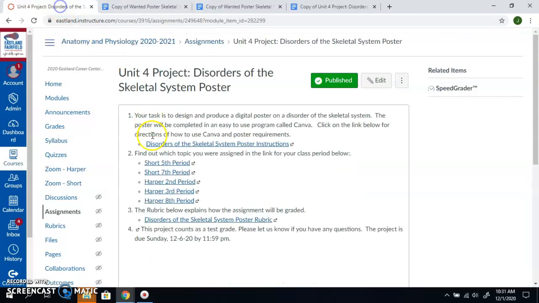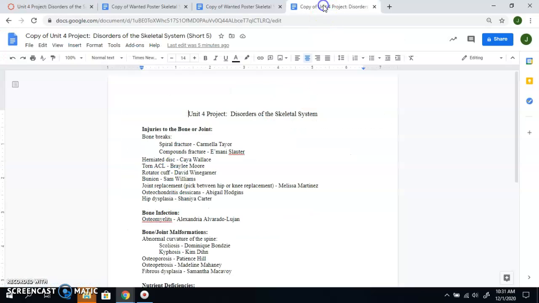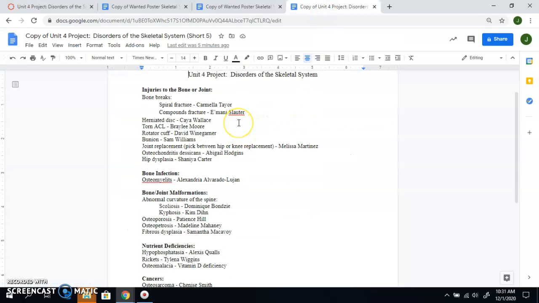And then again, if you were to go back here and click on your class period between Mr. Harper and myself, you would find a list like this. This happens to be my 5th period class right here. So you would see that students might have spiral fractures or compound fractures or osteomyelitis or scoliosis or something like that. That's their assigned project. So what you're going to need to do in a minute for the Edpuzzle question is to find your class period and your particular assigned disorder of the skeletal system.